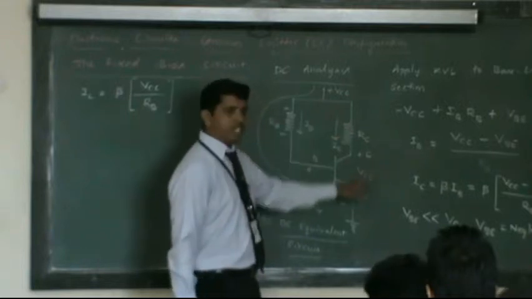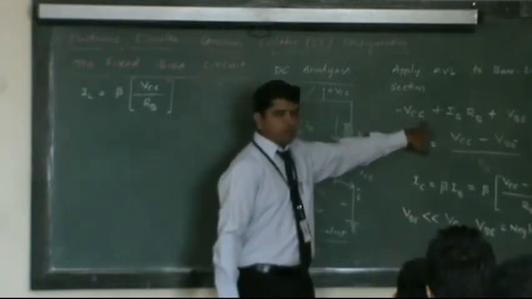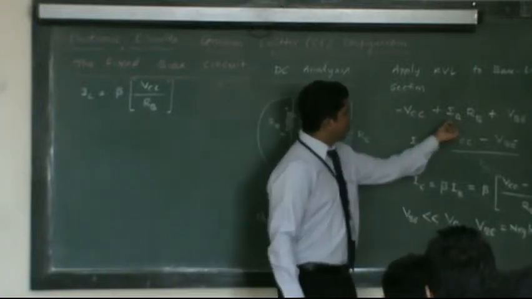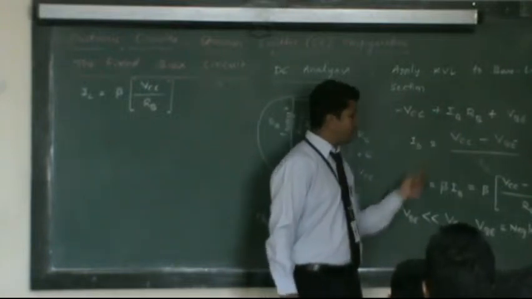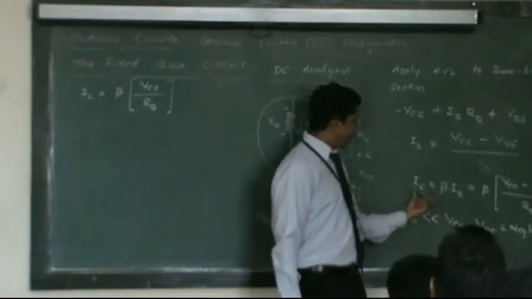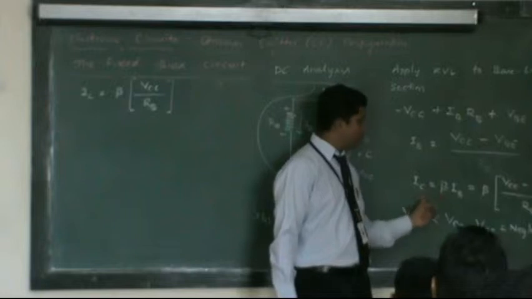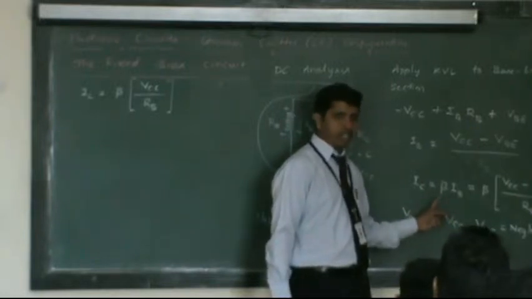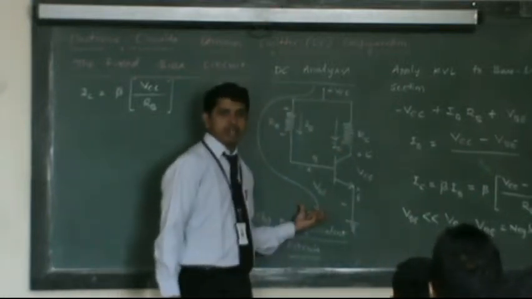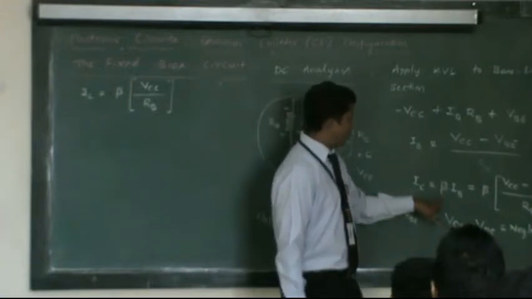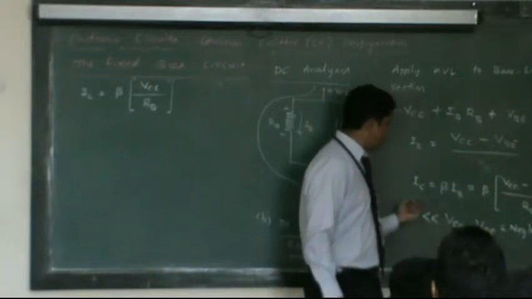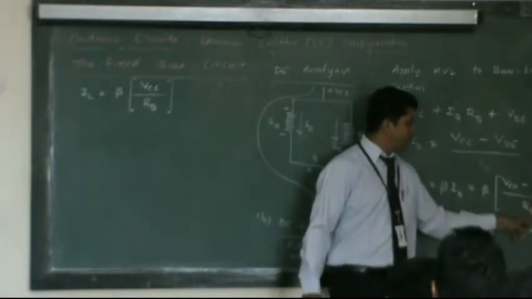To analyze this, we applied KVL to the base emitter section. This is the expression we obtained, and by rearranging the terms we got IB equal to (VCC minus VBE) over RB. We already know from the basics of transistors that IC is equal to beta times IB, because beta is the current gain of a transistor in common emitter configuration, and this is also a common emitter configuration. Keeping beta as it is and substituting this expression for IB, we get the final expression for IC as beta times (VCC minus VBE) divided by RB.